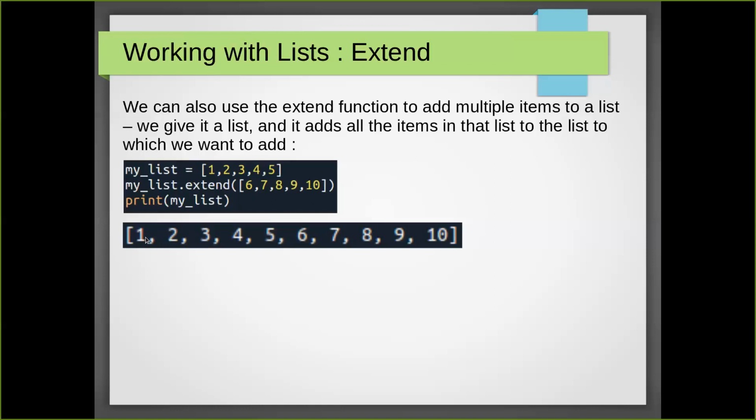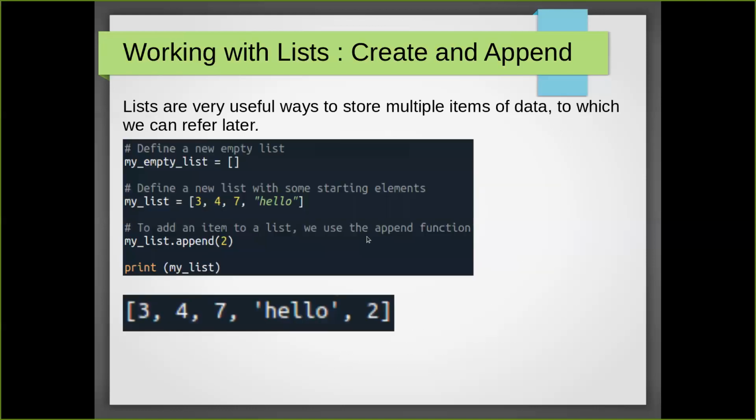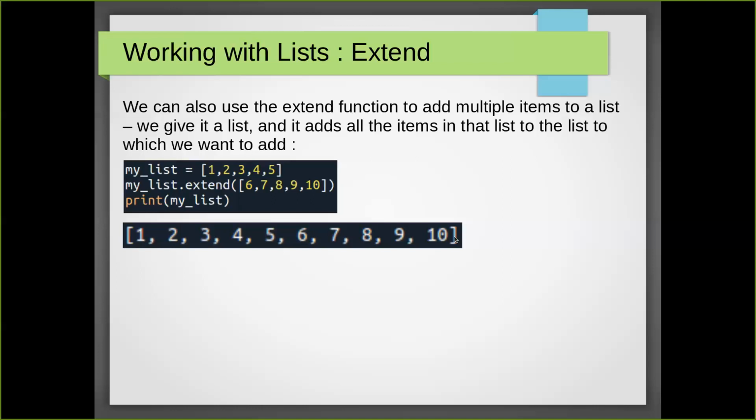And then if I print my list, you'll see we end up with one big list that has not only got the original 5 values, but has also added to it the values 6, 7, 8, 9, and 10, which I put in the extend function.